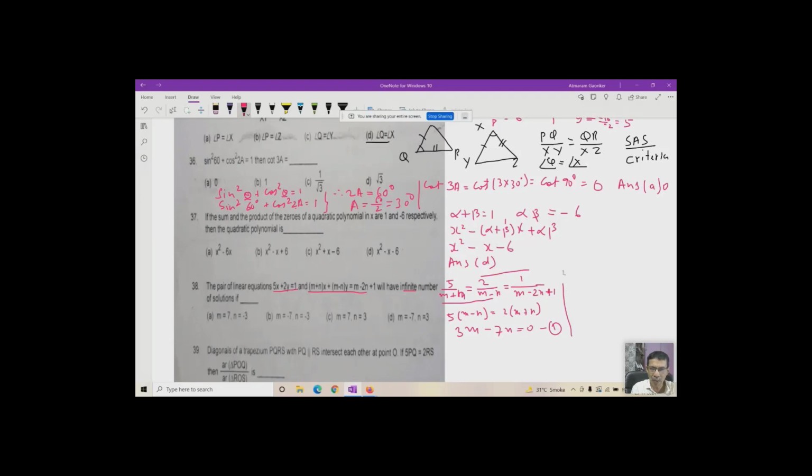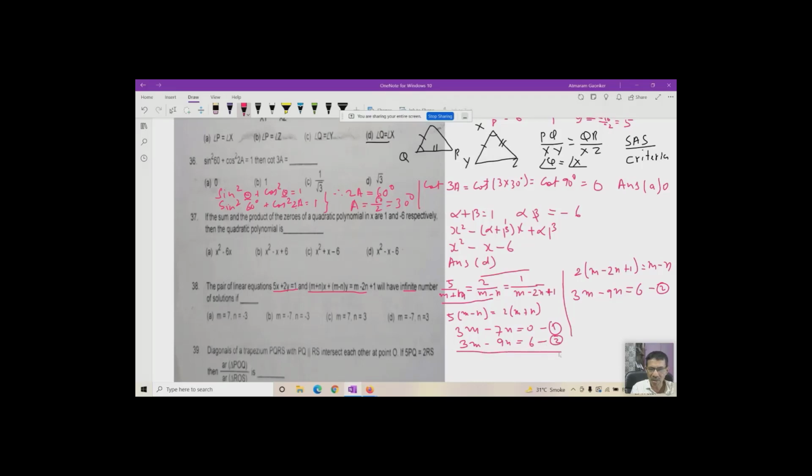And then you take this and cross multiply. So when you cross multiply, what will happen is 2 into m minus 2n plus 1 will become m minus n. And when you simplify this, you will get 3m minus 9n is equal to 6. So you will write 3m minus 9n is equal to 6. This is equation number 2.